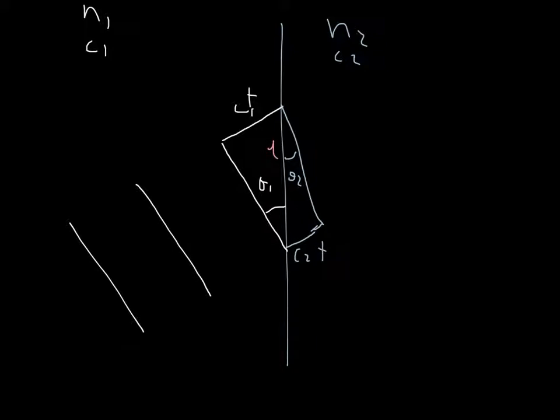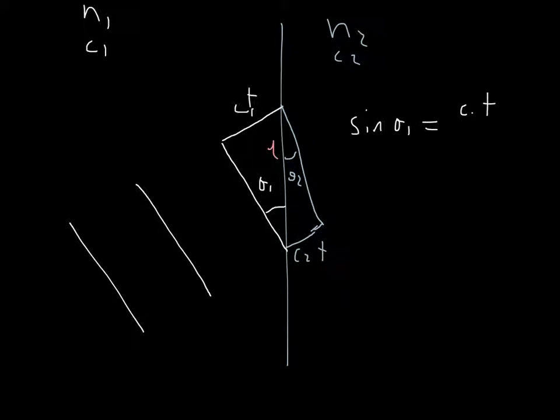Now all I'm going to use here is some basic trigonometry. I'm going to use the definition of sine for this triangle and for this triangle. So in this triangle, let's find out what sine of theta 1 is. Sine of theta 1 equals what? Well, opposite over the hypotenuse, right? So c1t is the opposite side over L.